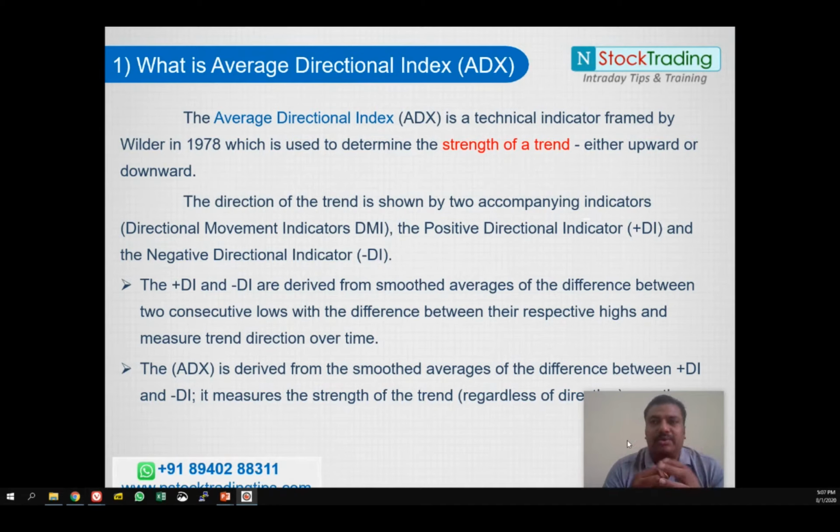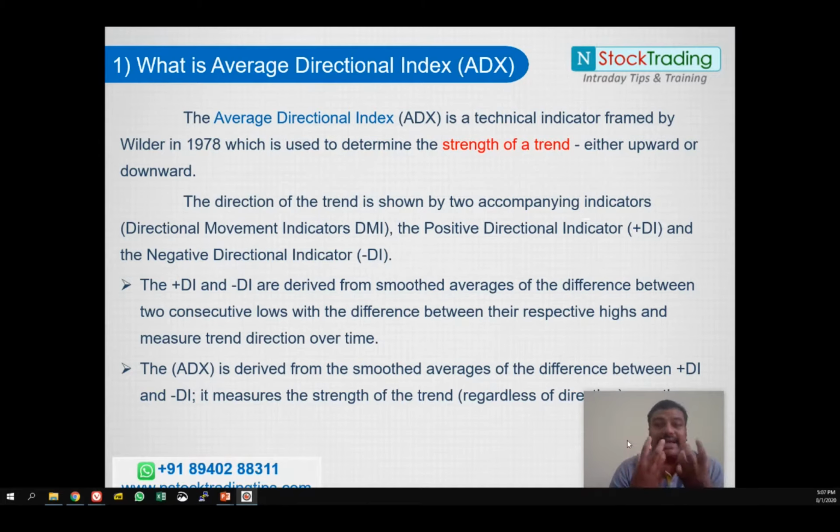So in order to know which trend it is, upward or downward, there are two accompanying indicators, which are called DMI, directional movement indicators. So we have one as the plus DI and the other one as the minus DI, which are the positive directional indicator and the negative directional indicator. The plus DI and minus DI are basically smoothed out averages of the difference between the consecutive two lows and the consecutive two highs. So it is the difference between the lows and highs for the consecutive candlesticks.